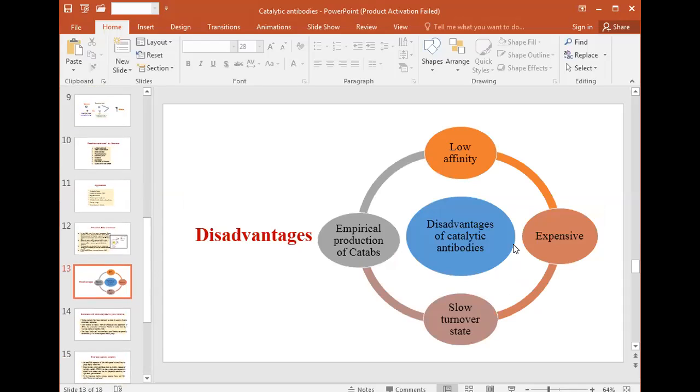But this is, no doubt, the advantage of catalytic antibodies. But catalytic antibodies have some disadvantages, and the disadvantages are they have low affinity, they are highly expensive, with high production cost, slow turnover rate, and also empirical production. So these are the disadvantages of catalytic antibodies.